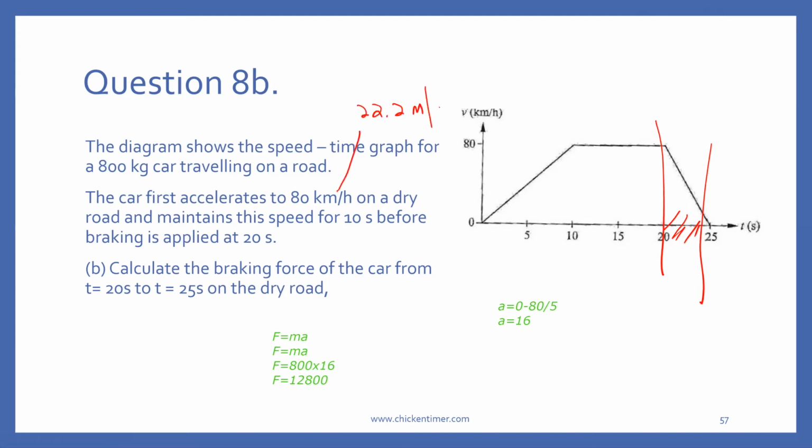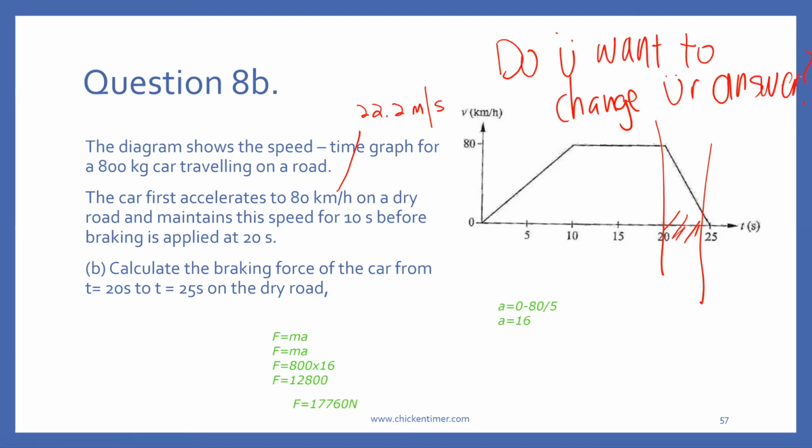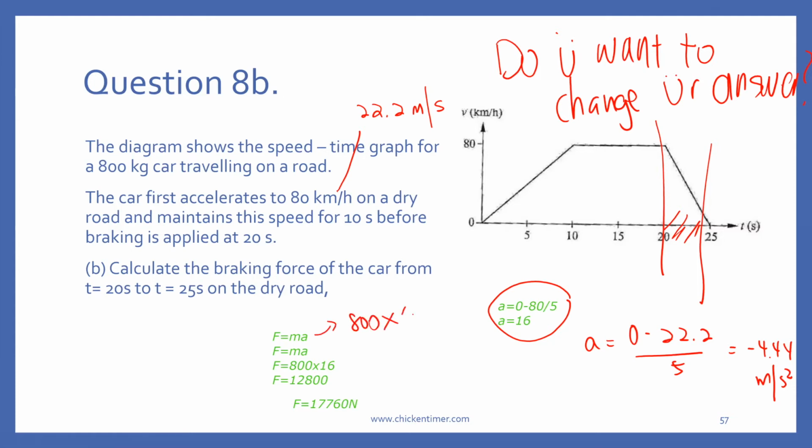We calculated this just now. You want to change your answer? Changed already. Yeah. This changed one, 2.22. Acceleration would be final minus initial over 5 seconds. So it's negative 4.44 meters per second squared. Calculate the braking force. So then the deceleration is that much. So then it will be 800 times 4.44, I think.